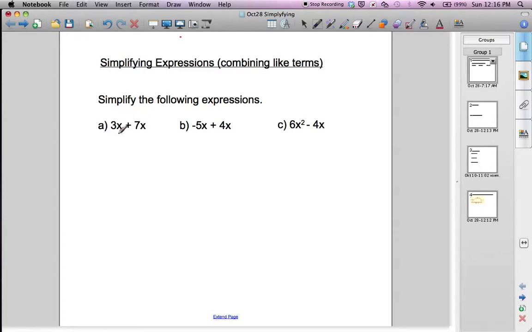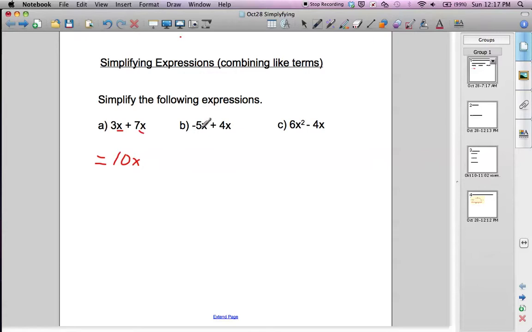We have this expression 3x plus 7x. They both have the same variable part. They both have an x there, so 3x plus 7x is going to be equal to 10x. We can combine the 3x and the 7x because they are like terms. If this was a y here, we wouldn't be able to combine them.